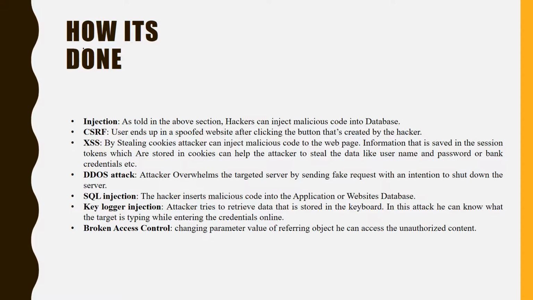So, broken access control technique. Access control, sometimes called authorization, is how a web application grants access to content and functions to some users and not others. These checks are performed after authentication and govern what authorized users are allowed to do. By implementing this kind of attack, he can change the parameter value of the referring object and access unauthorized content which he is not supposed to access.